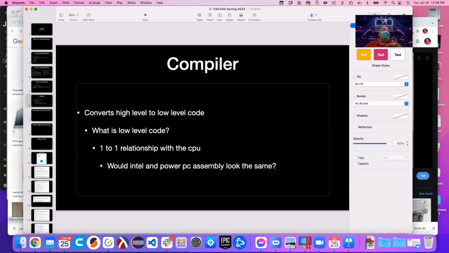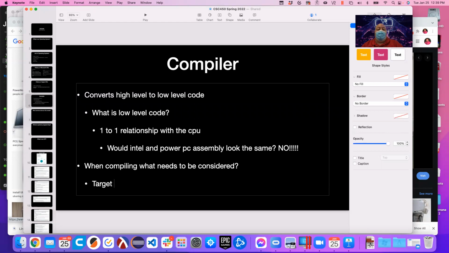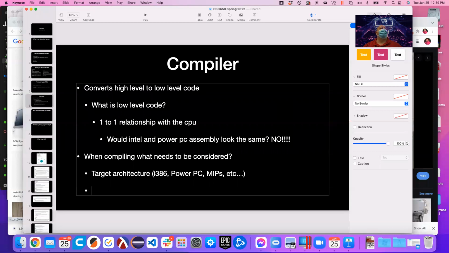But these are different architectures, different assembly language, which means that any software that you, so back to this compiler thing, compiler converts high level code to low level code. When compiling, what needs to be considered? So we have the target architecture. So I386, PowerPC, MIPS, etc. Okay, what else?